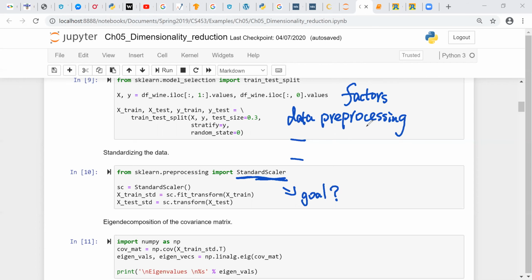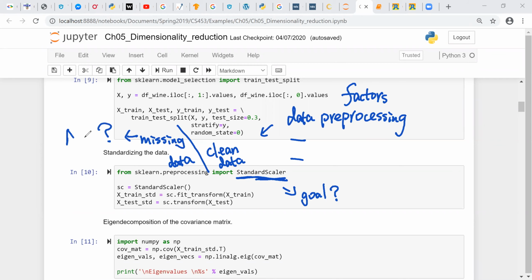Because data pre-processing is what? You try to clean your data, get the data ready for model learning. So there are a number of factors you need to think about. One of them is also dealing with, you remember, missing data. How do you deal with missing data? Do you still remember?